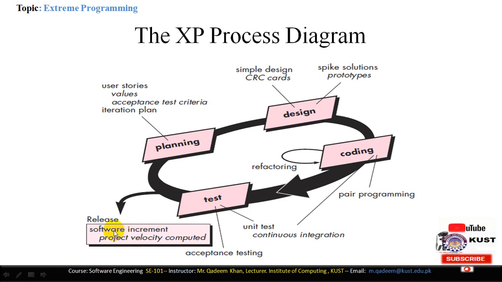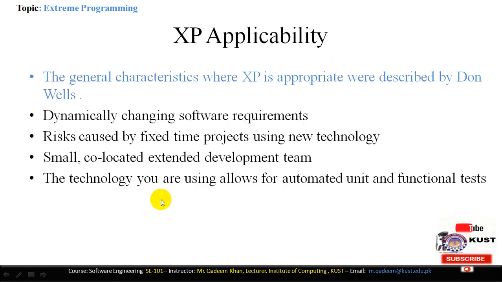And then we have the release, where we will release the software increments, project velocity computed. Here we will release the projects to the customer. The project will be provided to the customers and the acceptance test will be performed. Now, XP applicability. Its general characteristics where XP is appropriate were described by the Donwells.